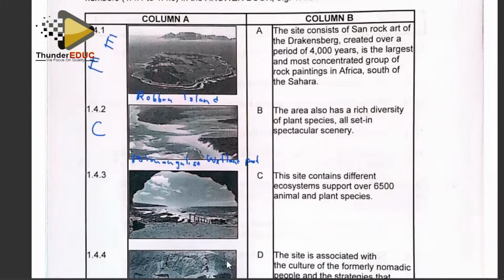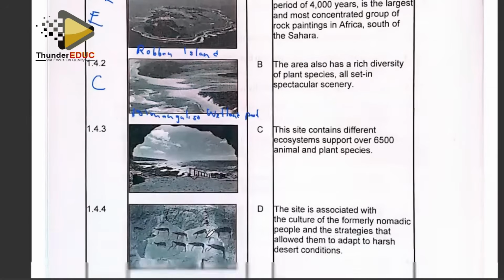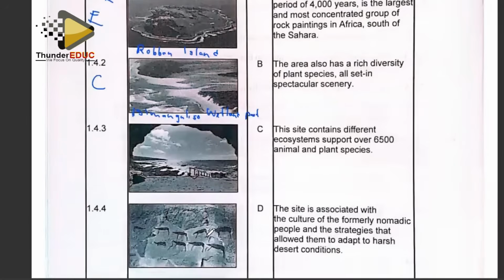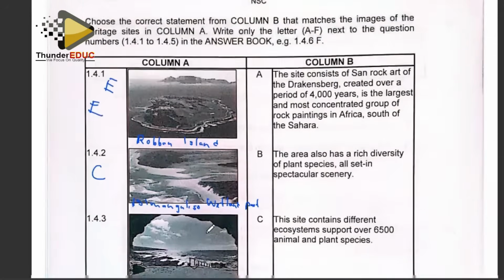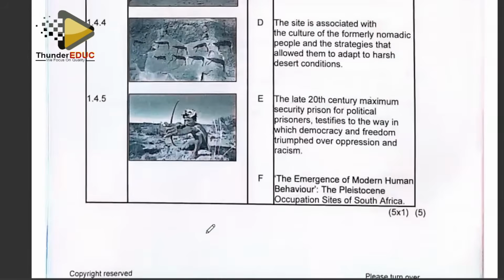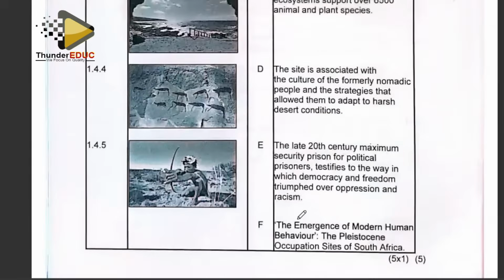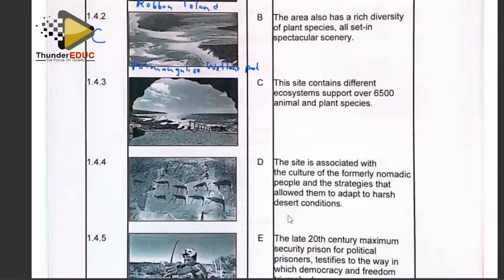Then 1.4.3 reads, that is the emergence of modern human behavior, the Pleistocene occupation sites of South Africa. So that is represented by the letter F. This is represented by the letter F.